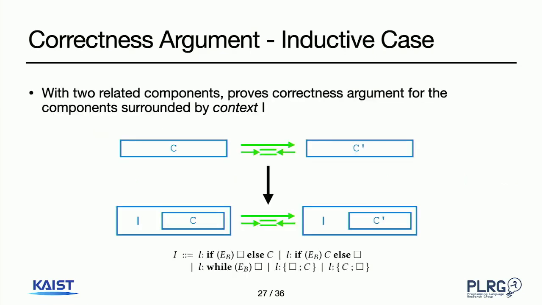After the base case, the inductive case proves the correctness argument for the component surrounded by context. Context means a statement with a hole, which will be filled with two components that satisfy the correctness argument. In our language, there are 5 kinds of hole, so we should show the inductive case for all 5 cases.